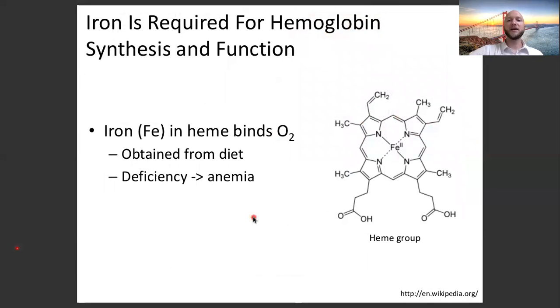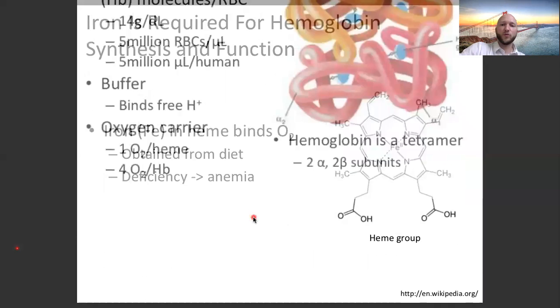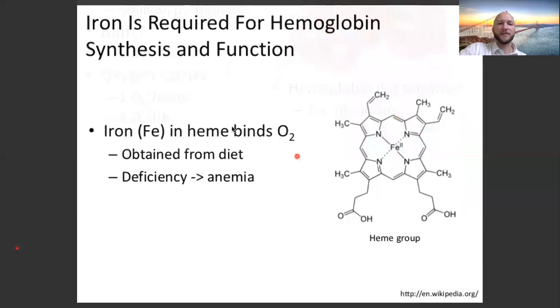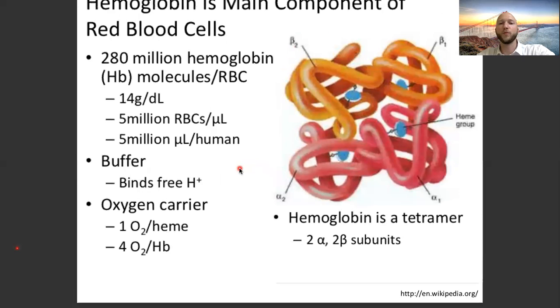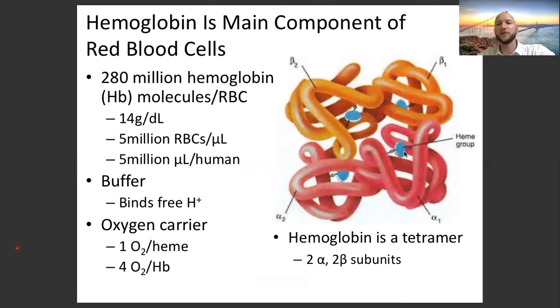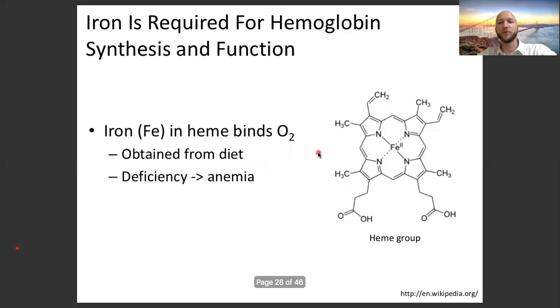Iron is a key component in hemoglobin. Each one of these heme groups has an iron at its center. That iron must be obtained from our diet. And if we do not have enough iron in our diet, it will cause us to not be able to produce enough hemoglobin and we'll have a disease state. We'll have iron deficient anemia.